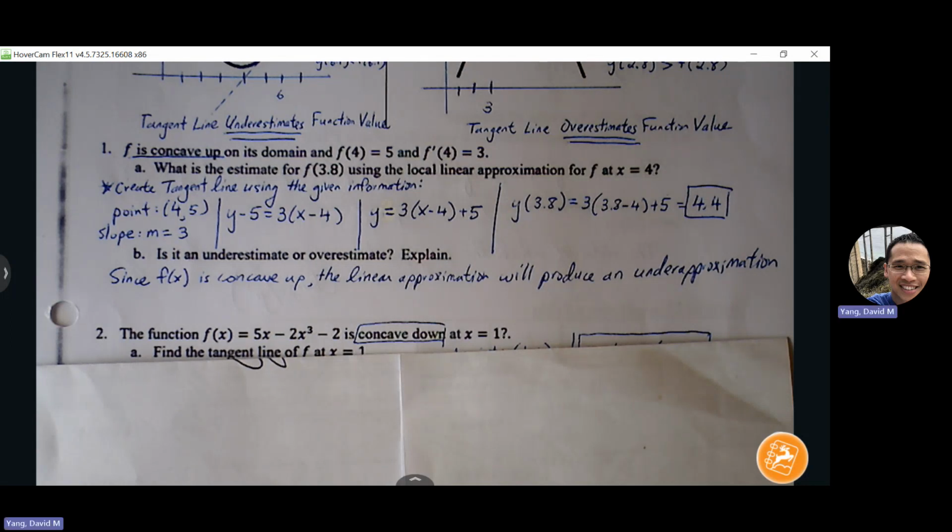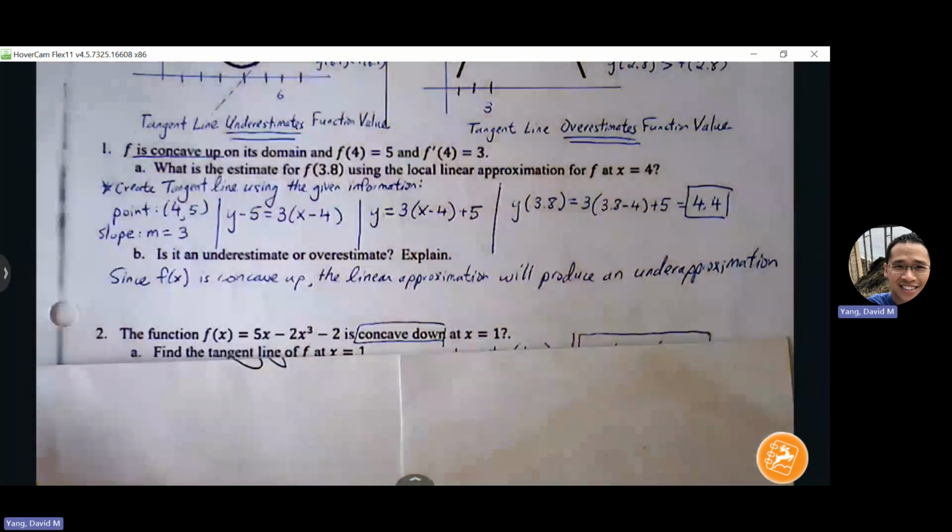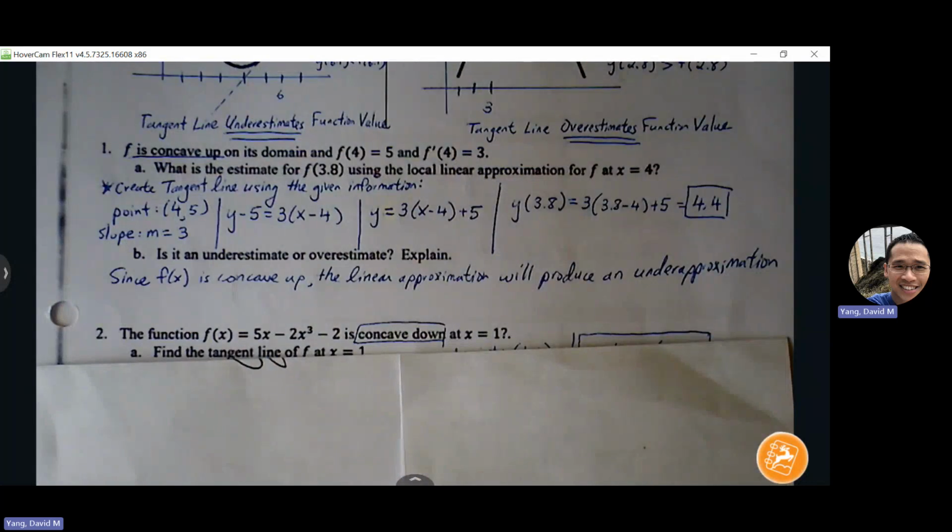Okay, number 2, we have to do a little bit more work because we have to find the information. It's not just given to us. We've got to actually use the function. But same process, right? Find your ordered pair, find your slope. Is everybody okay with number 1?